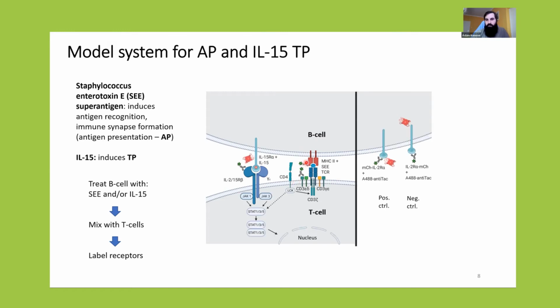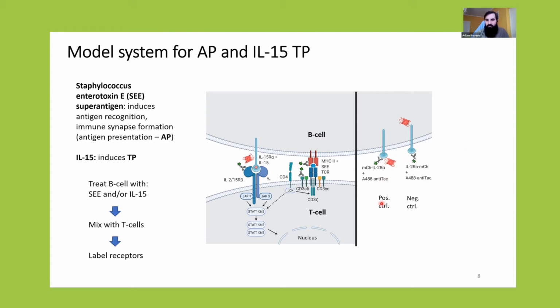Then we labeled the relevant receptors and receptor subunits and determined the assembly or the lack of assembly of these subunits and complexes. We also used positive and negative control for Förster resonance energy transfer, which I will talk about in the next slide.